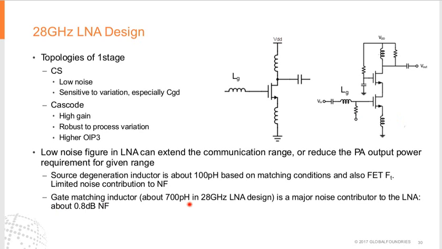For the gate matching inductor, the inductor is about 700 picohenry at 28 GHz. So this one, based on evaluation, is a major noise contributor to the LNA. And if we compare it with the ideal case, this one contributes about 0.8 dB noise figure.